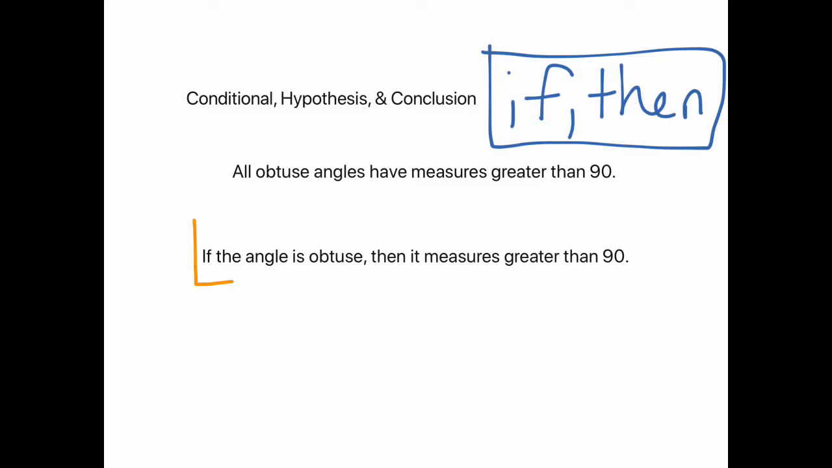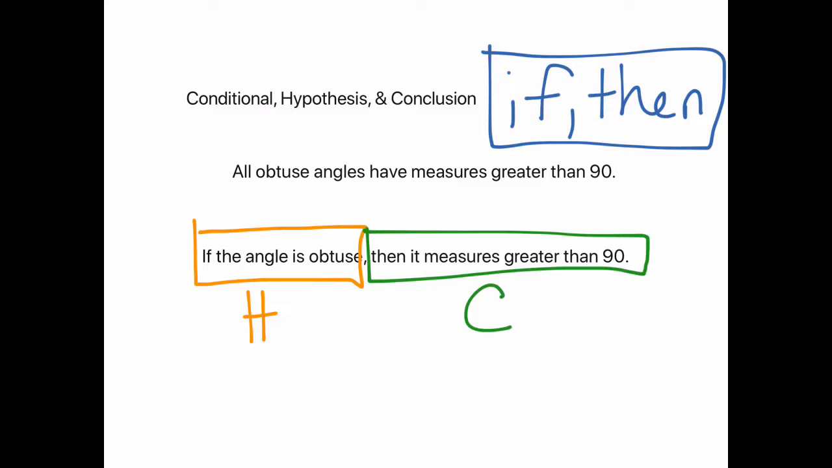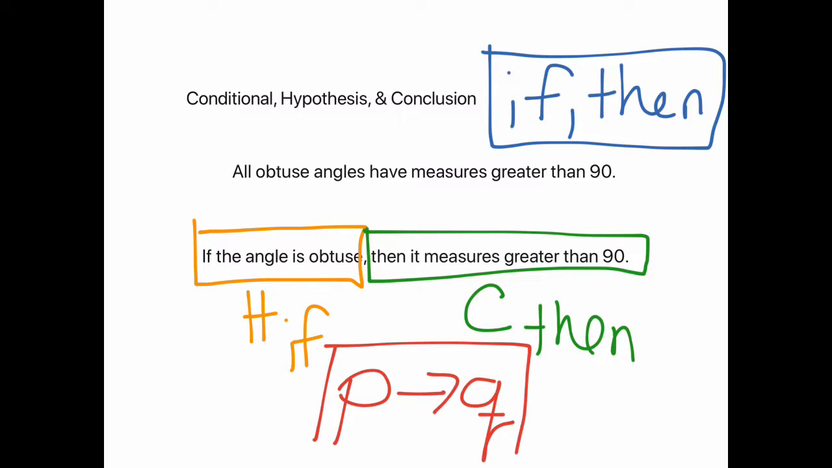The if part, if the angle is obtuse, is called the hypothesis, and the then part, then it measures greater than 90, is the conclusion. So hypotheses always come after if, and conclusions always come after then. There are several questions on your homework that ask you about hypotheses and conclusions as well. Geometry uses a lot of symbols, and the symbols for conditionals are P and then an arrow which goes to Q, and that's how I write a Q to make sure it doesn't look like a 9. You read this, if P, then Q.